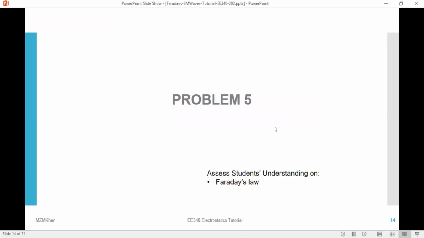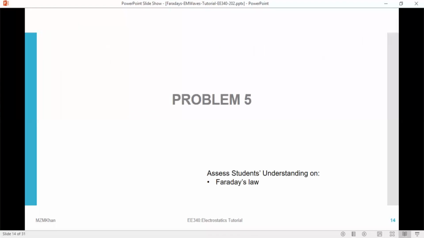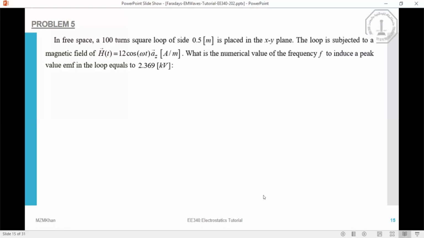So let's go to the next example. This is again an example where they are testing Faraday's law. This example is very similar to what you do in the lab. Remember, in the lab you have an experiment, and if I'm not mistaken it is experiment number 7, where you look at the EMF. So it's very similar to experiment number 7.